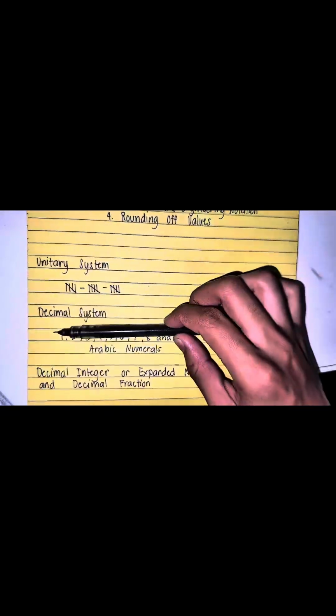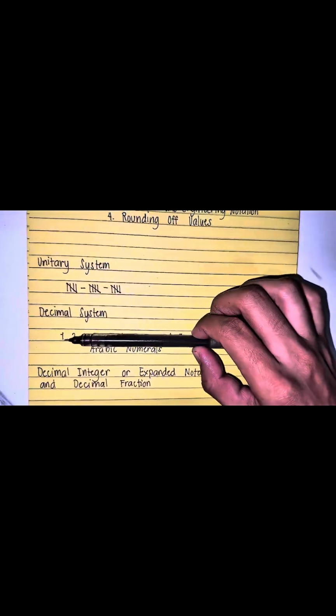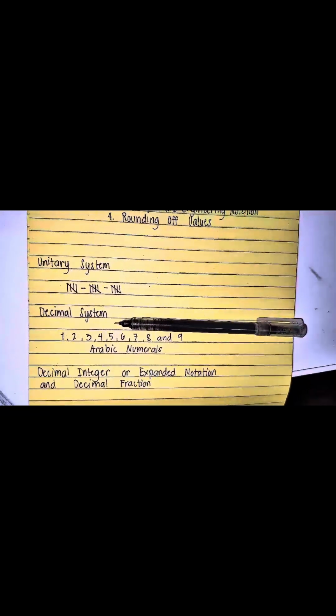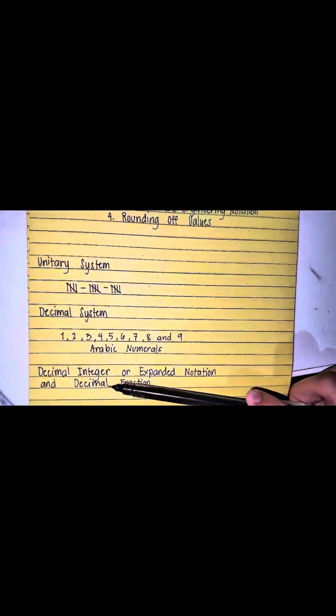Now, let's talk about decimal system. Decimal system is based upon the 10 fingers of man. It's nothing more than a code where each distinct quantity is assigned a symbol. So, these following numbers right here are called Arabic numerals. Also, there are two types of decimal system. One is decimal integer or expanded notation, and number 2 is decimal fraction.